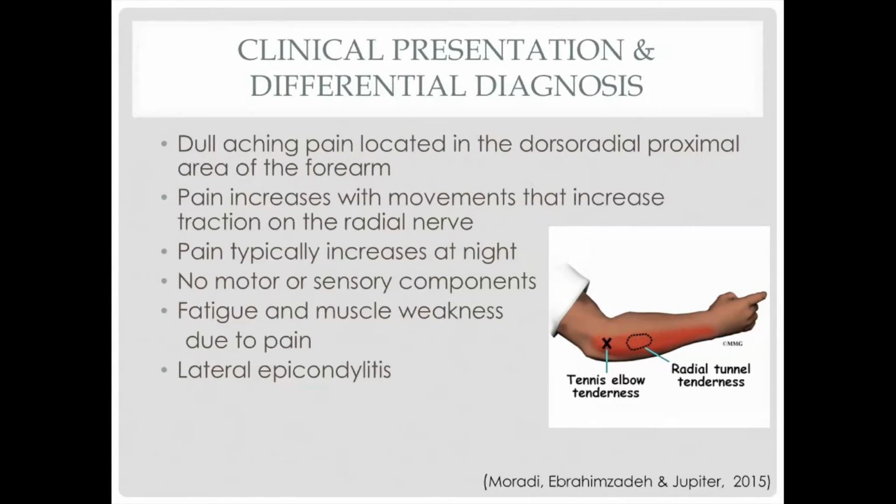The most common diagnosis that presents with a lot of the same symptoms is lateral epicondylitis. So for radial tunnel syndrome, the client would experience pain and tenderness 4 to 5 centimeters distal to the lateral epicondyle, and for lateral epicondylitis, the patient would experience pain right on the lateral epicondyle.